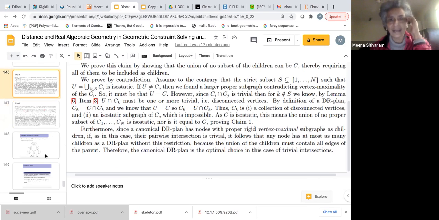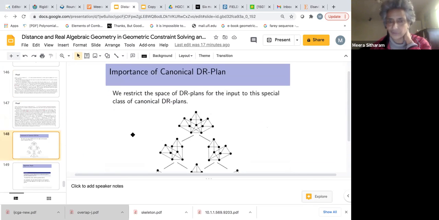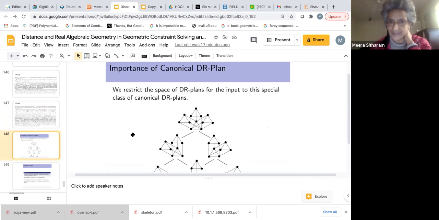So now I'm just quickly going to go over the algorithm that we talked about before. It uses this idea of a branch, which I think is another new idea in this paper, to find the optimal. We changed the canonical DR plan slightly into something called a pseudo-sequential DR plan that makes the algorithm much faster, and much easier to analyze and so forth.